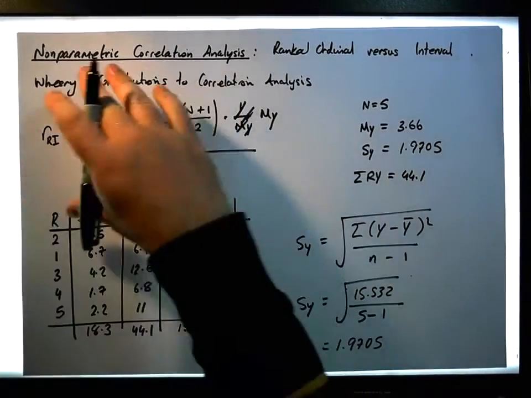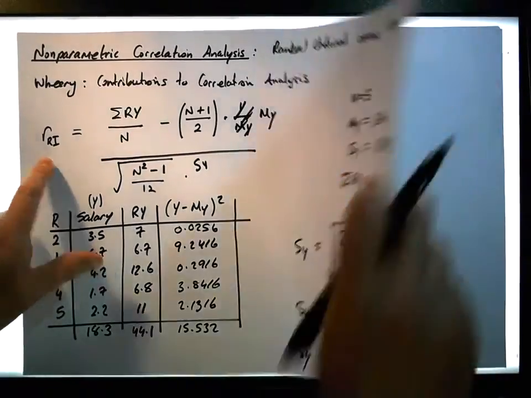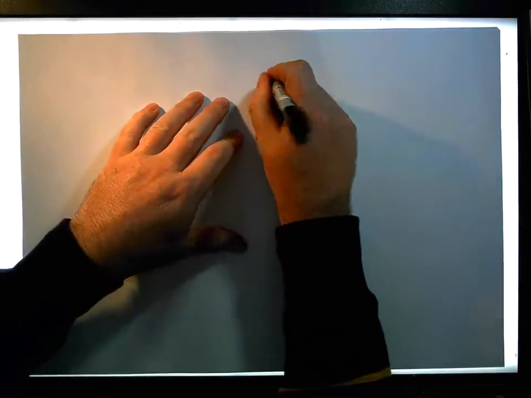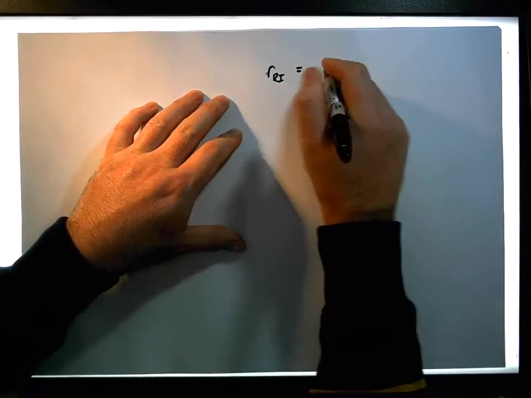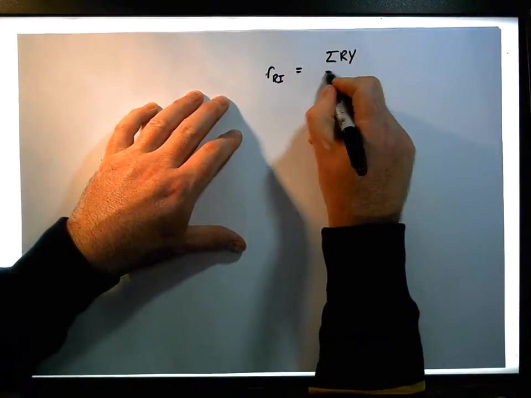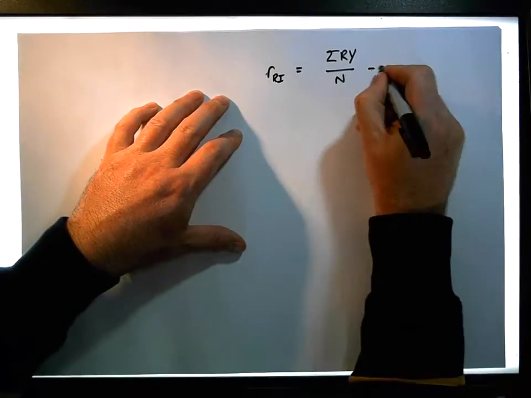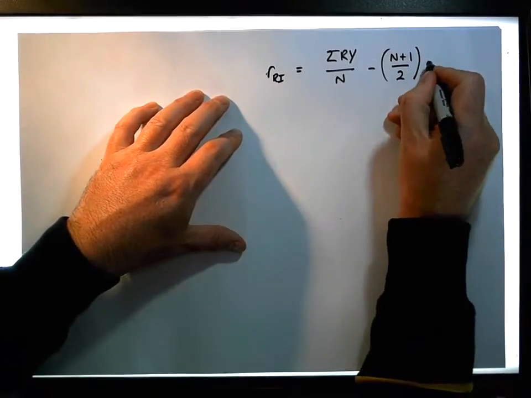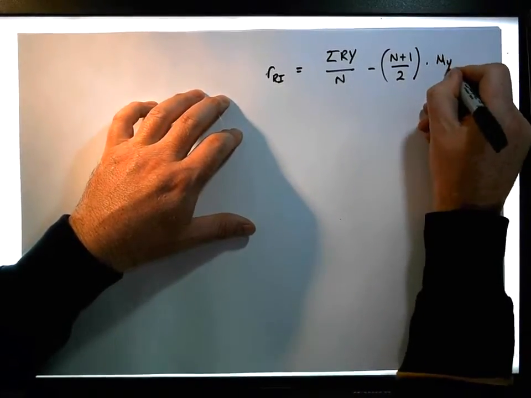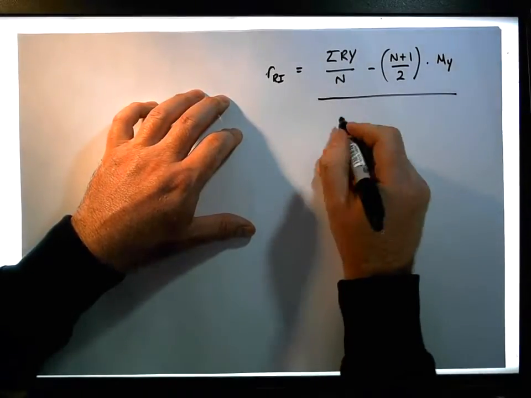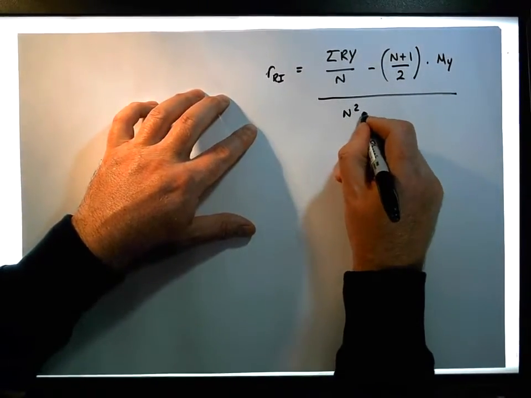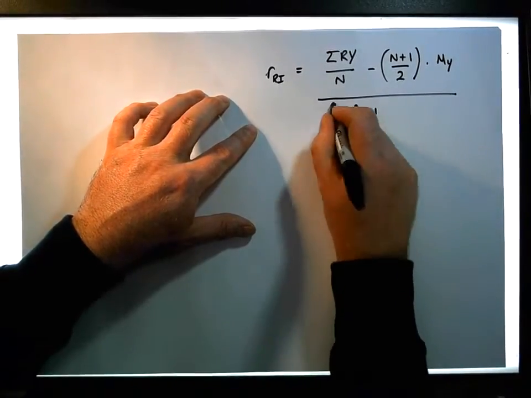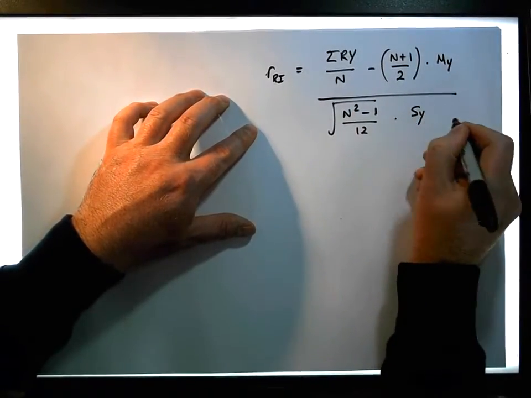So now we know this, it's 1.9705. So now we can calculate this particular correlation. So let's just put that down again. Our correlation formula, once again, let's say it's R subscript Ri, and as we said, it's the sum of the cross product of the ranks with the interval scores, all over the number of paired observations times the number of paired observations plus 1 over 2, which needs to be multiplied by the mean on the y variable, divided by the square root of n squared, the number of paired observations, minus 1 over 12, which then is multiplied by the standard deviation of the y variable.